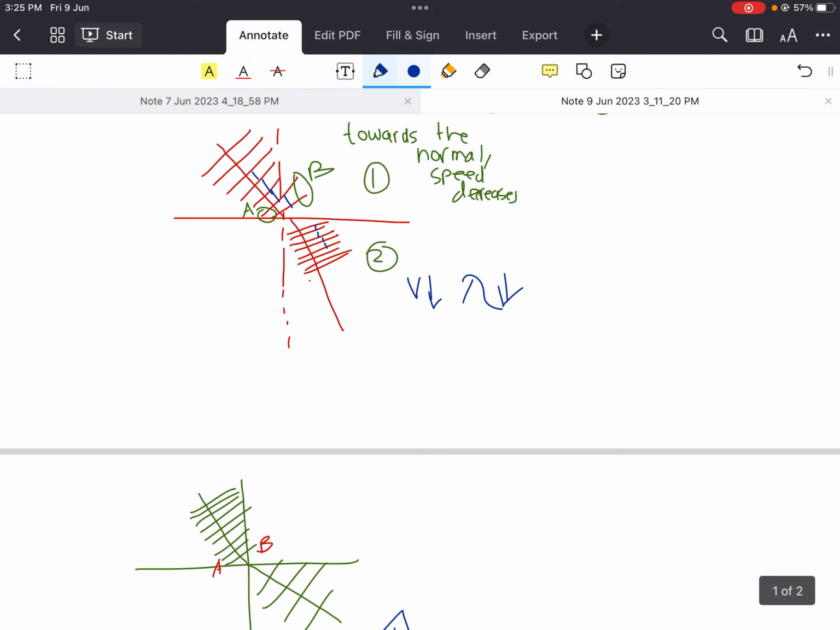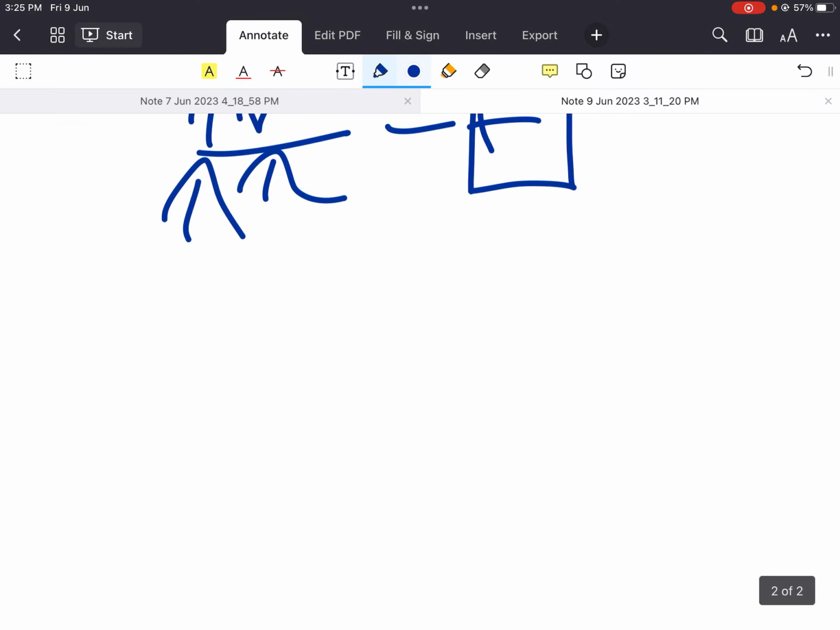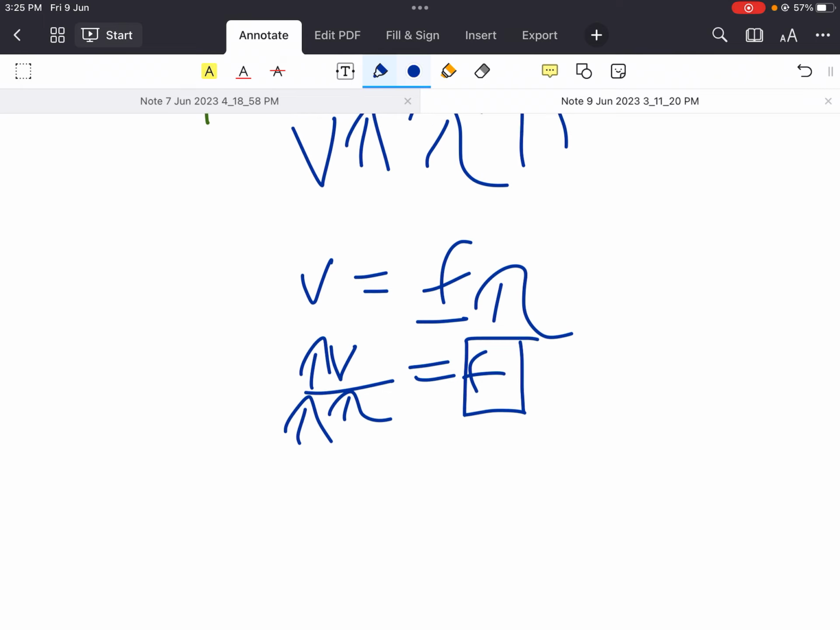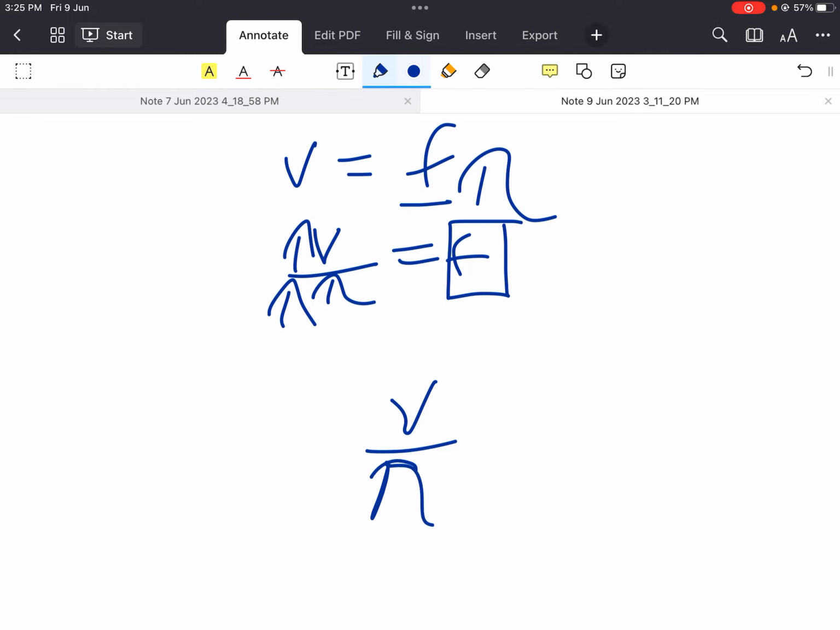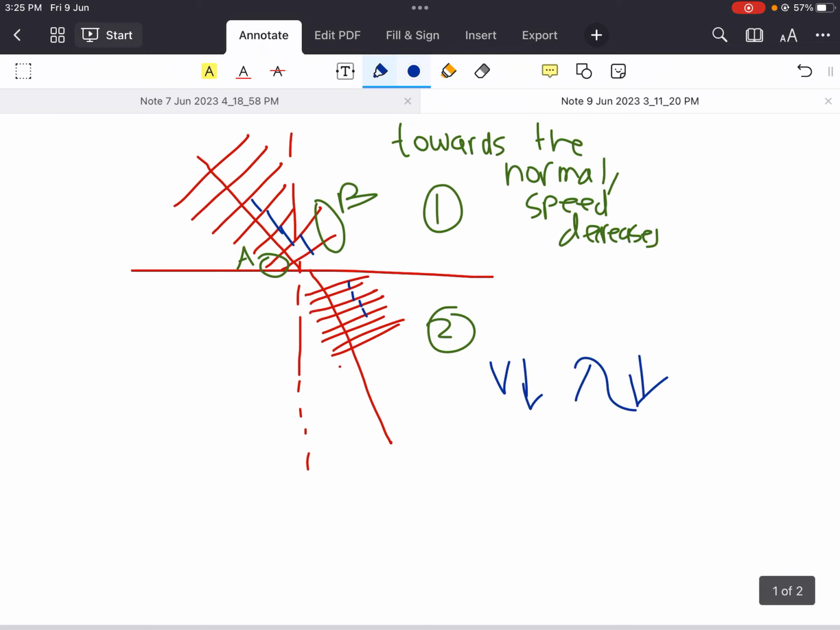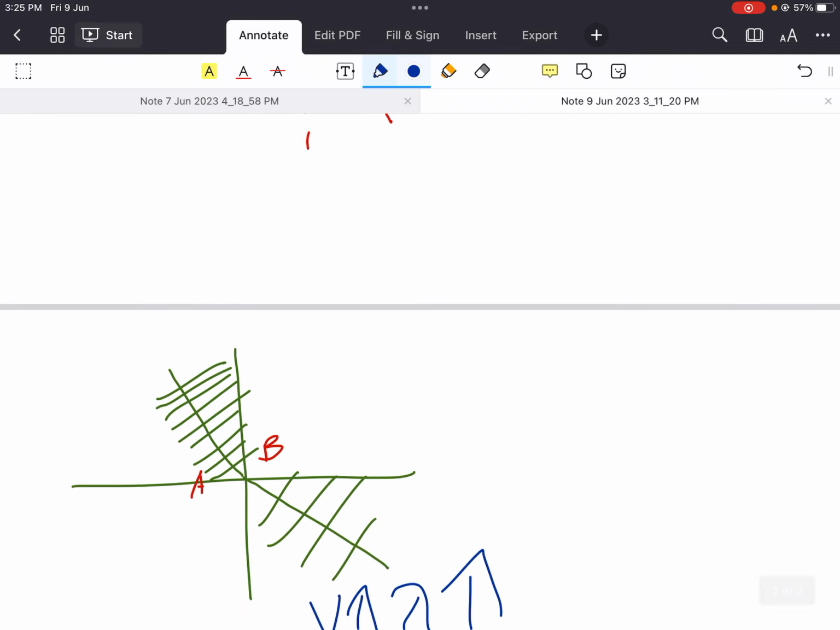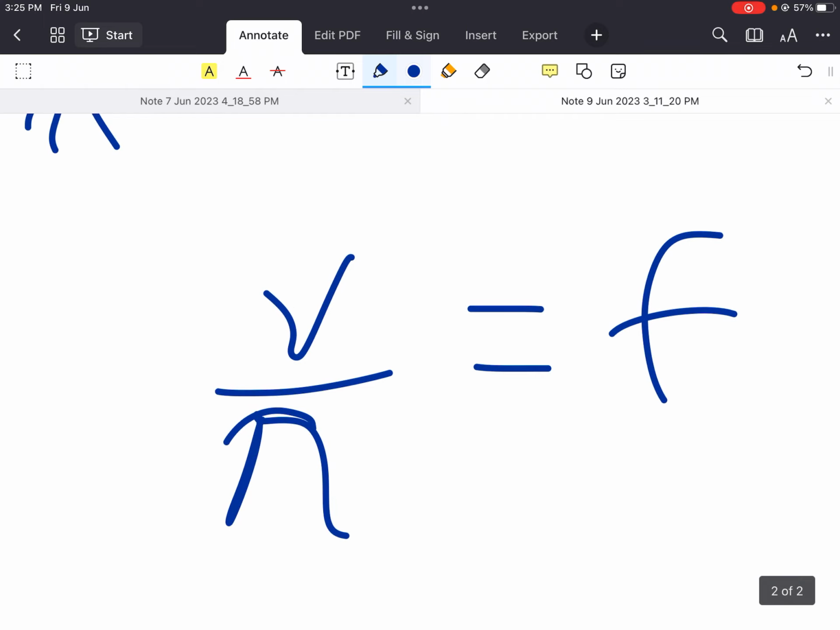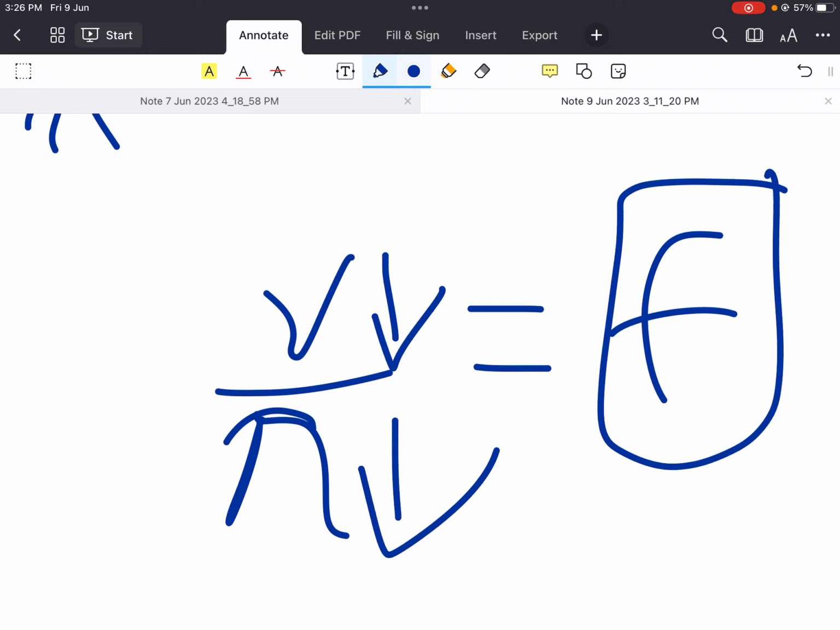Similarly, in the first scenario where speed is decreasing, again you have the formula V over lambda is equal to F. And now in this scenario, light travels at a slower speed in medium 2. So now what's going to happen is speed is decreasing. So hence wavelength must also decrease in order to keep the value of frequency constant. Okay, so this is a very important equation that you need to know.